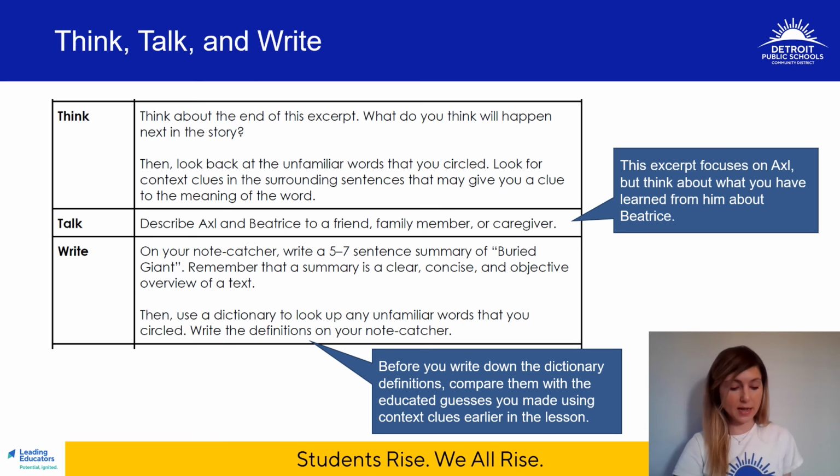I'll be honest, when I was completing my work in the note catcher, some of those words that I didn't know were actually found in the footnotes. So I didn't even have to go to a dictionary. I could just go to the footnotes to uncover the deeper meaning. Just something to think about moving forward. Take some time to complete these components of today's lesson.